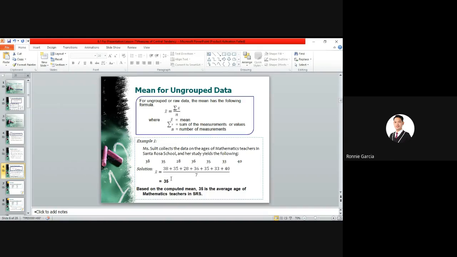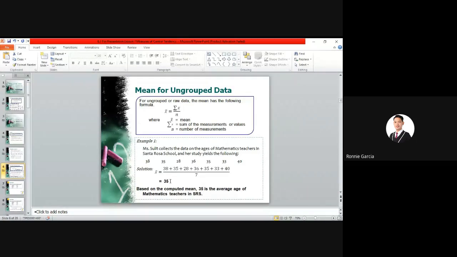Miss Sulit collects the data on the ages of mathematics teachers in Santa Rosa School, and her study yields the following. Given the number of teachers, that is all she got, so we just take a sample: 38, 35, 28, 36, 35, 33, and 40. To apply the formula, summation of X, so the summation of 38, 35, 28, 36, 35, 33, and 40, over the number of observations or measurements: 1, 2, 3, 4, 5, 6, 7. So you have 7 in number. That is what you divide by.